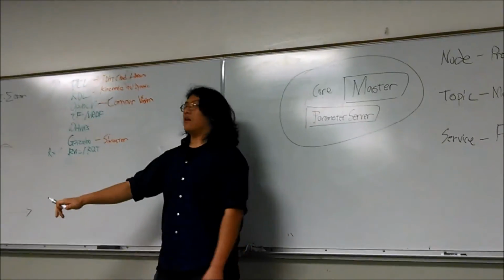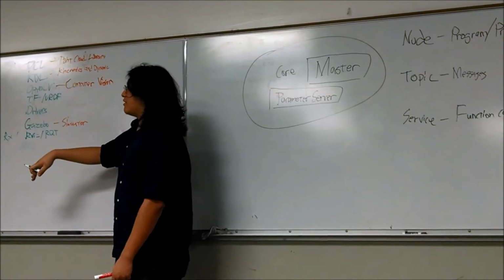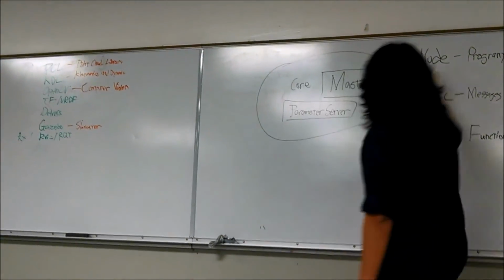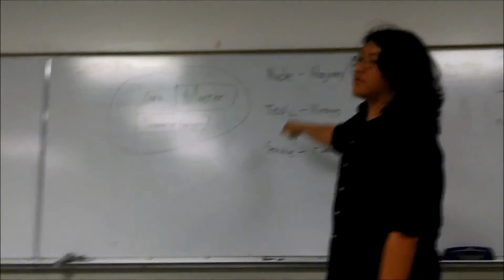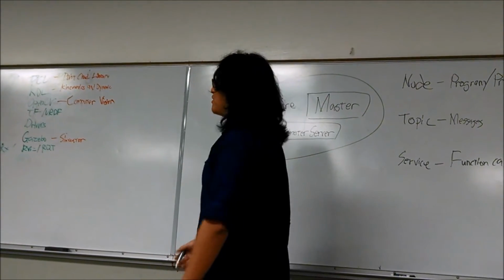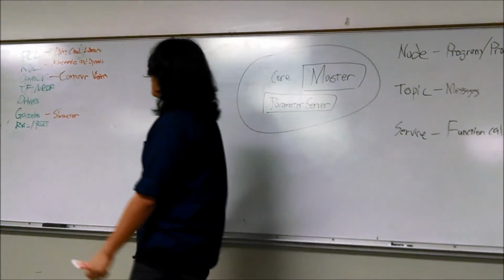Yeah, graph. RQT graph looks at your entire system, so the net of nodes and connections between nodes. This is used to debug, say I have 500 nodes and there's missing connections somewhere. I want to find out where it is.